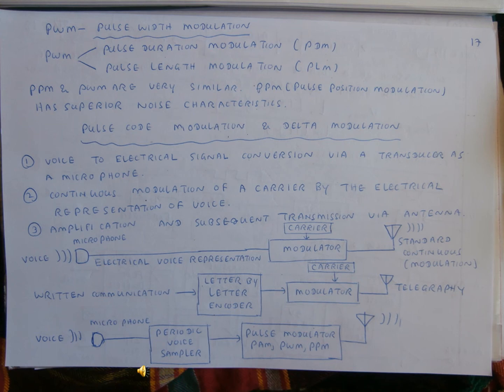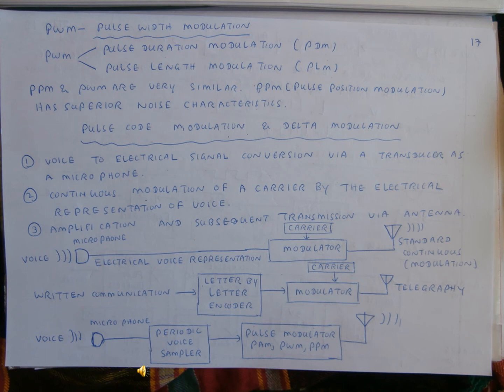Another is written communication. Written communication is also converted to the electrical signal by a letter encoder, and then by the letter encoder, you want to transmit over the line. In this case, that signal is combined with the carrier frequency inside the modulator, and then the modulated frequency waveforms are transmitted by the antenna. That will be the telegraphy method.